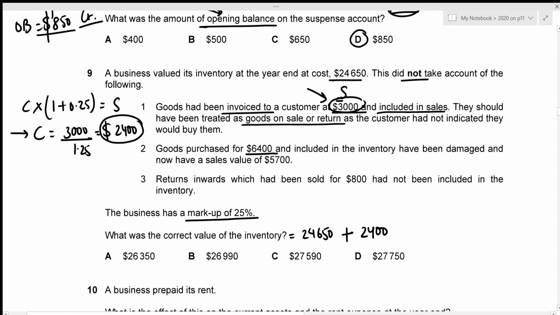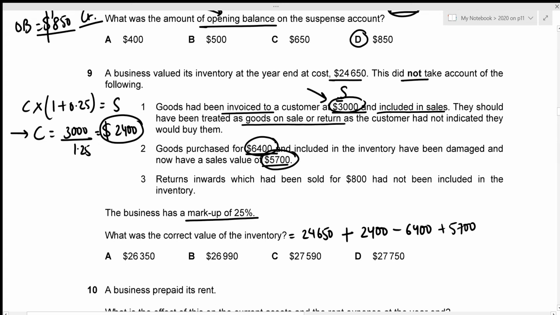Okay, then for the second one, goods purchased for 6,400 and included in the inventory have been damaged. So the value of damaged goods should always be deducted from the inventory value. So we need to subtract this 6,400 and now have a sales value of 5,700, and we need to include back the sales value in our inventory valuation, which means that we need to add this amount of 5,700.